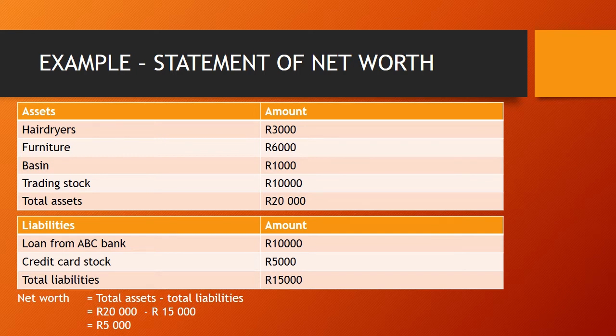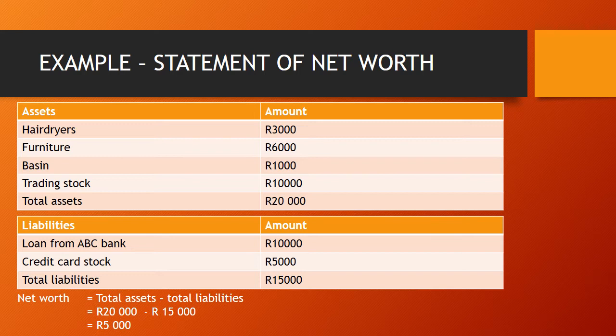Now we move on to our liabilities. Under liabilities, we have the following. Loan from ABC Bank to the amount of 10,000 Rand, credit card stock to the amount of 5,000 Rand. And now we need to calculate the total liabilities, which is 15,000 Rand.